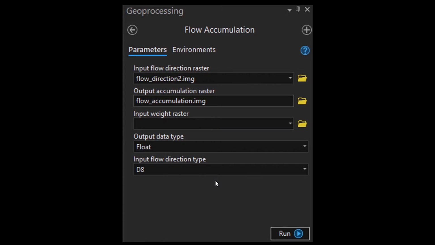So back to our flow accumulation pane, I went ahead and just ran it as is, and here was the result.